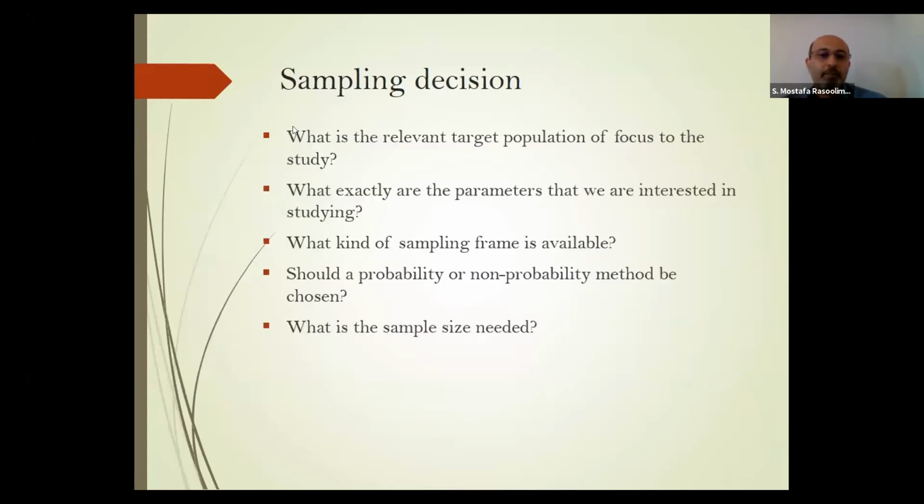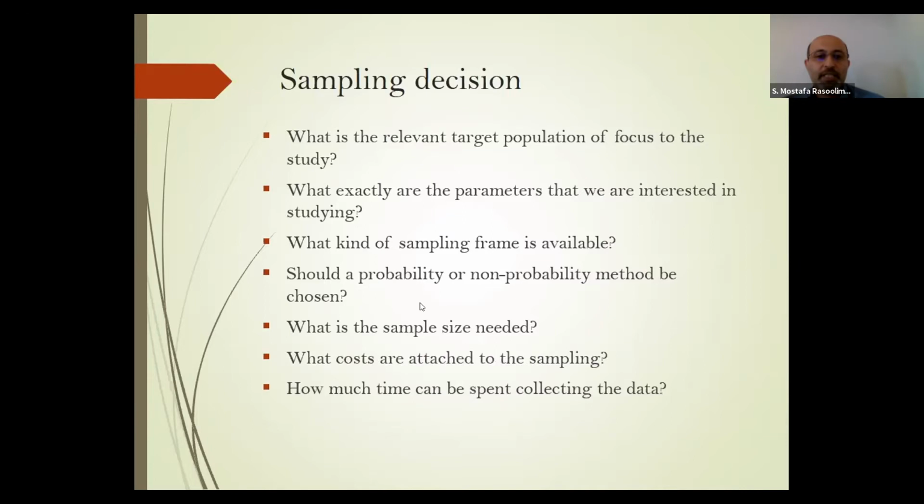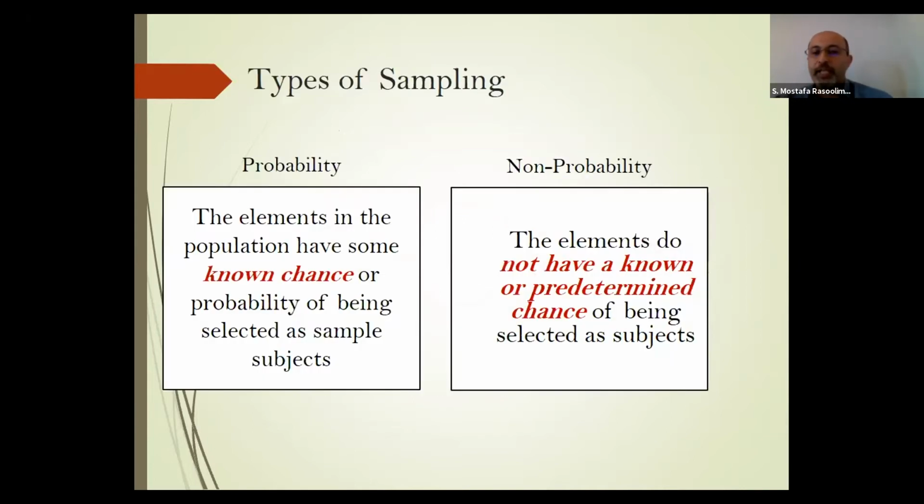Okay, this is actually criteria for sampling decision. Now I'm going to sampling method. We have covered population. We know about population and sampling frame, which is based on our limitation and accessibility. So now go to sampling method.